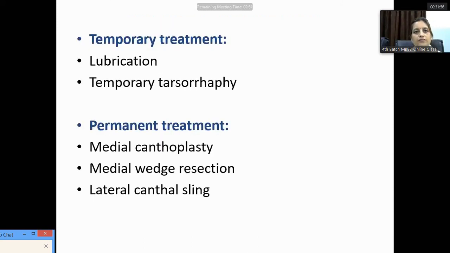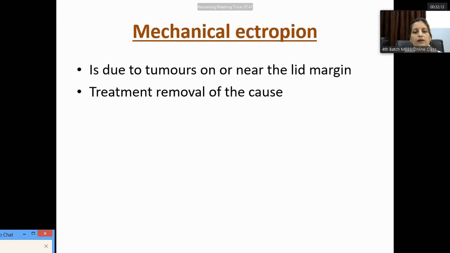Temporary treatment is lubrication and temporary tarsorrhaphy. Tarsorrhaphy means adhesion of the upper and lower lid. Permanently, we go for medial canthoplasty, lateral canthal sling surgery, or medial wedge resection. Another is mechanical ectropion: if a tumor is present nearby at the lid, then due to the pressure effect there will be ectropion, and you have to remove the cause.